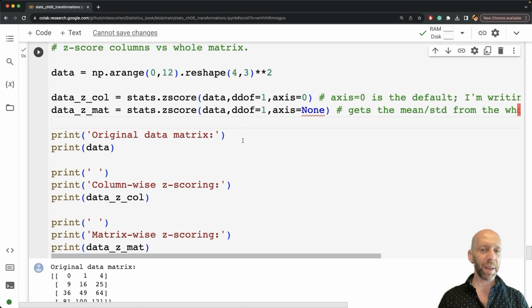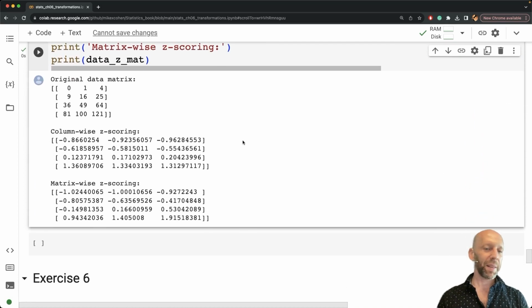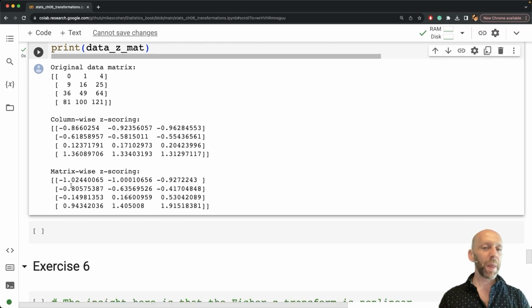Okay, so then we print this out, and we get the same results that I showed in the slides. If you like, you can compute the average and the standard deviation along the columns. You'll see that those are respectively 0 and 1. And here you will see that the standard deviation and the mean along the columns is not going to be 1 and 0, respectively.